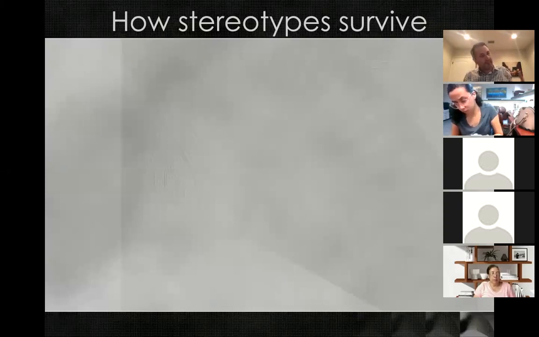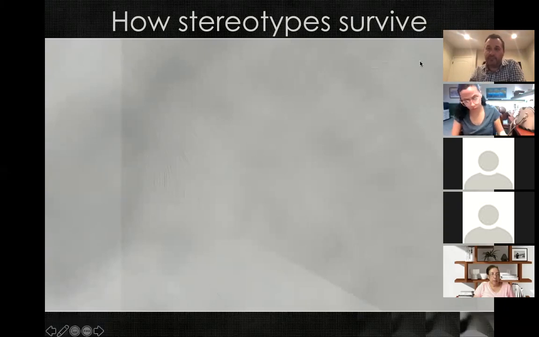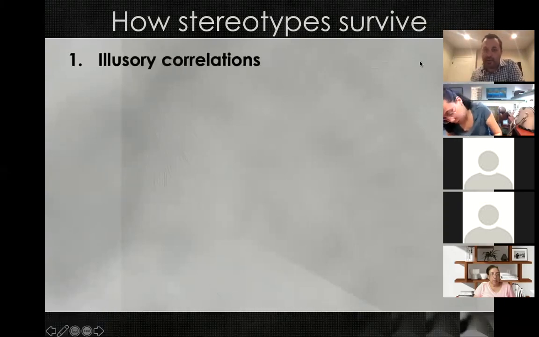I mean, don't you think that if you had stereotypes about a certain group of people, you get enough feedback from the real world to learn eventually that your stereotypes are wrong, and therefore you can get rid of them, right? Well, we're going to look at 4 different mechanisms through which stereotypes can survive, even if they're completely inaccurate.